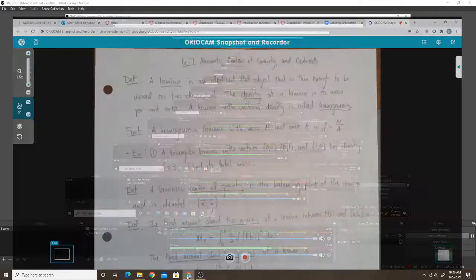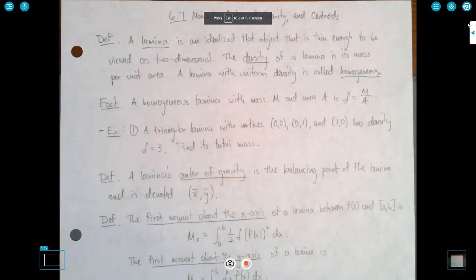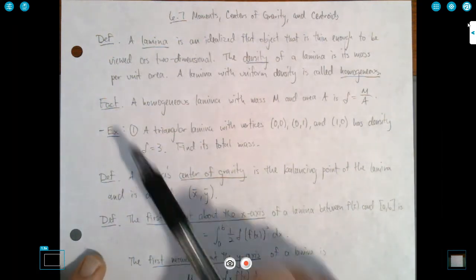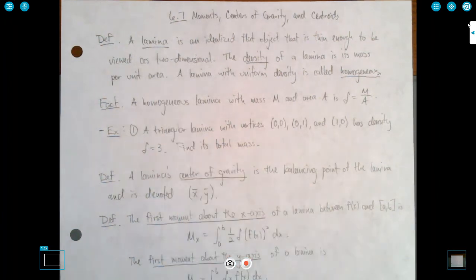All right. So let's talk about 6.7. 6.7 is about moments, centers of gravity, and centroids. So we're going to be talking about homogeneous laminas in this section.